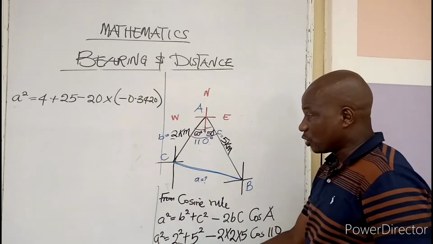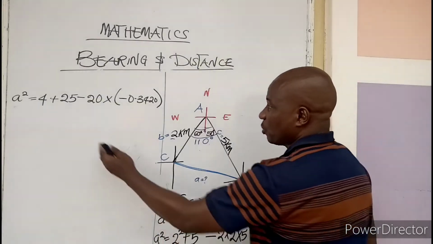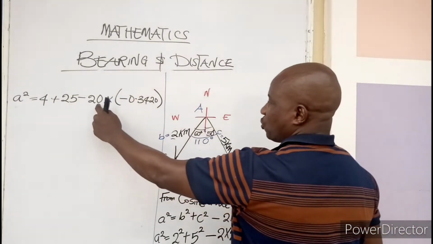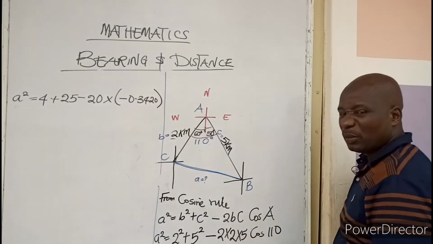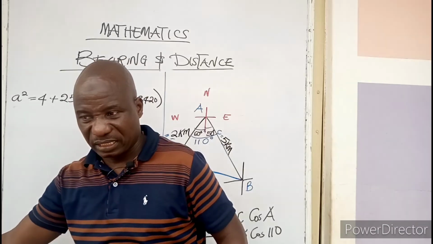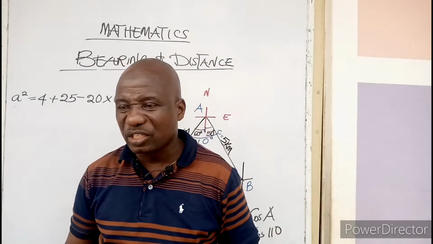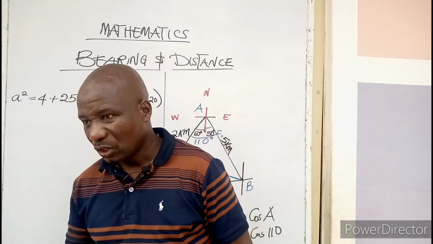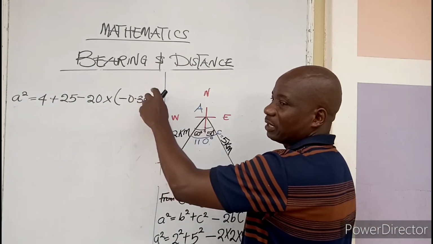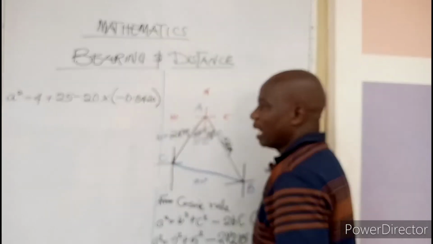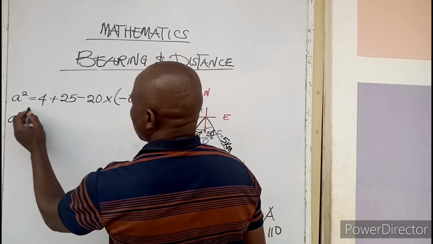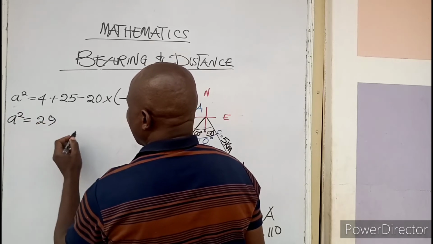Now, I have gotten my values here. 2 squared, that is 4. 5 squared, that is 25. 2 times 2 times 5, that is 20. Cos 110, because cos 110 lies in the second quadrant. And cos in the second quadrant is what? Is minus. So that is why we are having negative, minus 3.420. Now, if I compute this, a squared is equal to this plus this, that is 29.